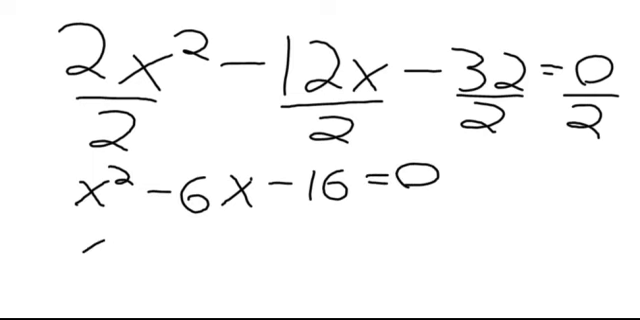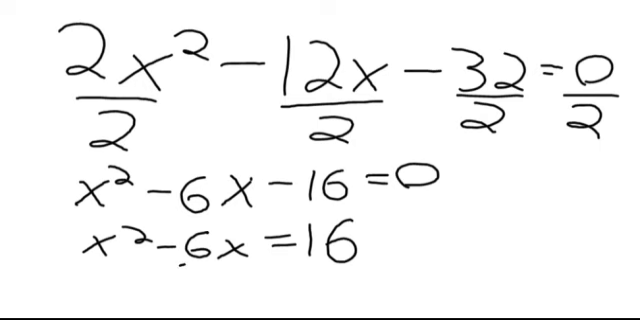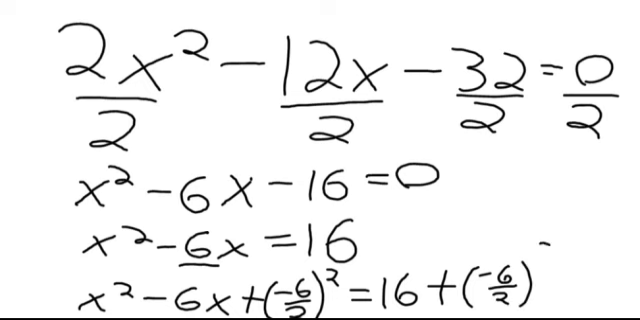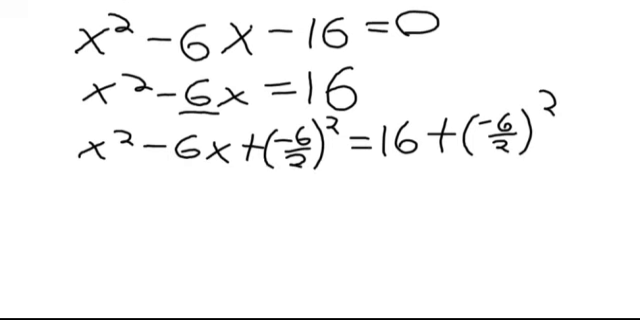Next we want to add 16 to get our constant on one side of the equation, our variables on the other side. Now the secret to making this work is we're going to add 1/2 of this number squared to both sides. So we'll get x squared minus 6x plus negative 6 divided by 2 squared equal to 16 plus negative 6 divided by 2 squared. So we just did the same technique to both sides, didn't change any of the values.